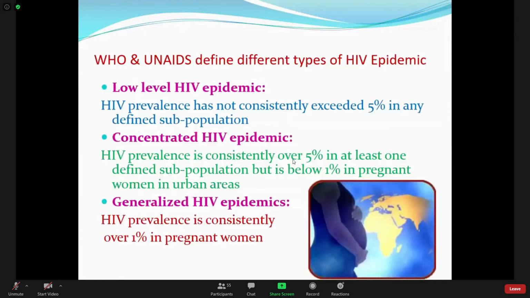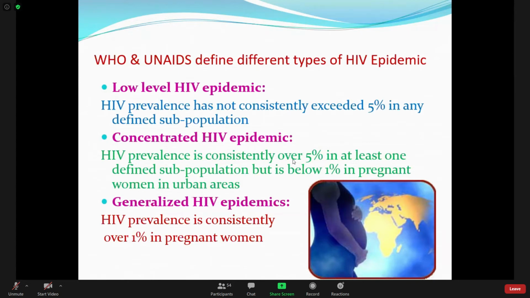Again, I come back to the previous slide. So Nepal is facing the problem of concentrated HIV epidemic, where the general population prevalence is very low. According to the annual report 2074-75, its prevalence is 0.15. But the prevalence of HIV is higher than 5% in sub-defined populations. So MSW 6%, transgender 9%, so more than 5%.